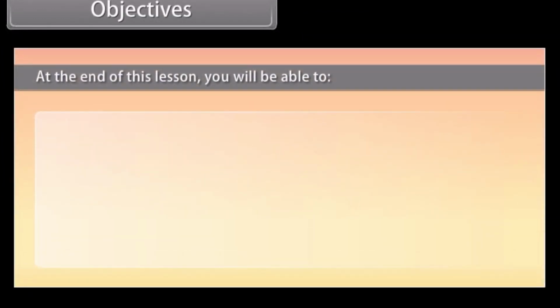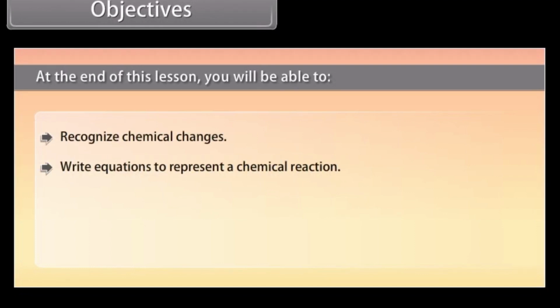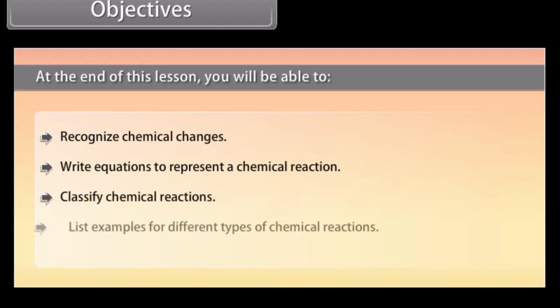At the end of this lesson, you'll be able to recognize chemical changes, write equations to represent a chemical reaction, classify chemical reactions, and list examples for different types of chemical reactions.